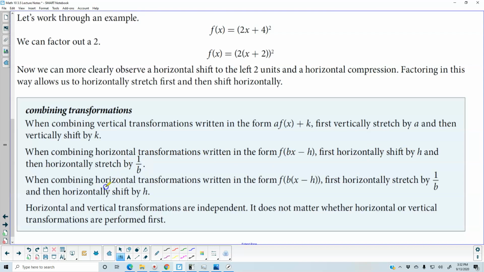When combining horizontal transformations written in the form f of b times x minus h, first horizontally stretch by a factor of 1 over b, and then horizontally shift by h. Horizontal and vertical transformations are independent. It does not matter whether horizontal or vertical transformations are performed first.